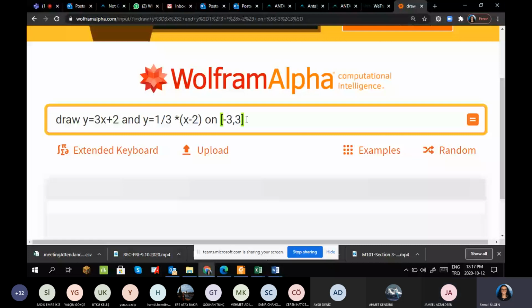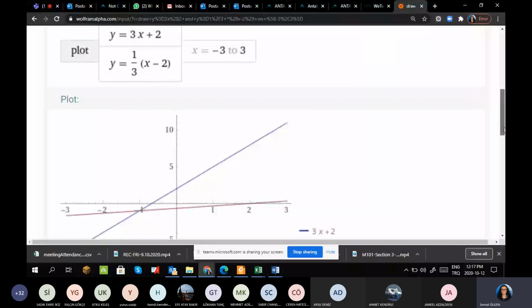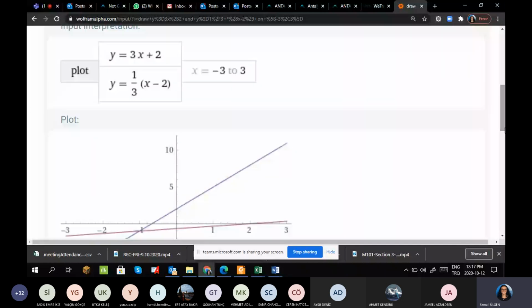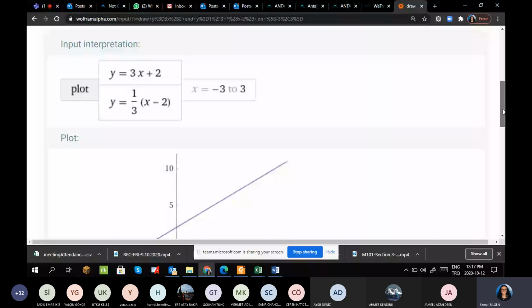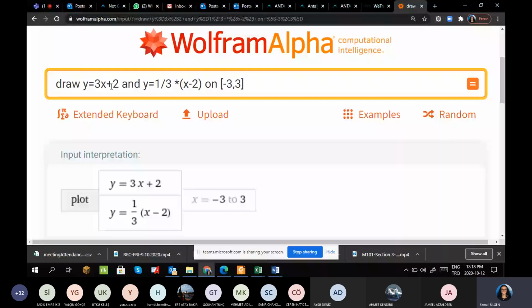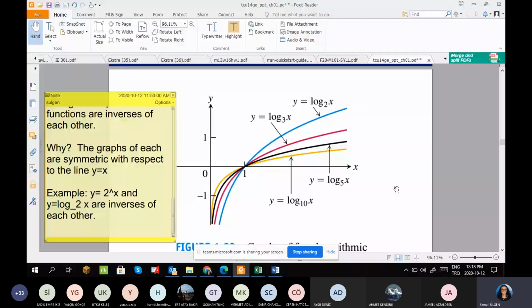Yeah, this graph. Okay, that's a good question. Drawing a line is easy in the sense that you just need to find 2 points. For example, let's try to draw y is equal to 3x plus 2. You're not asking about Wolfram Alpha, right? You're asking about in general by hand. Yes. Okay.